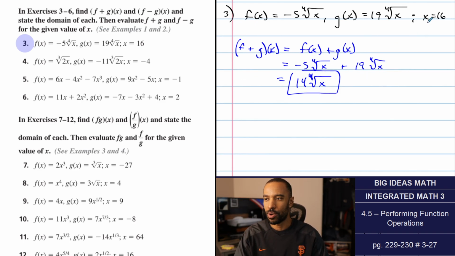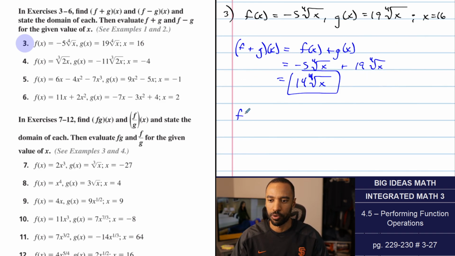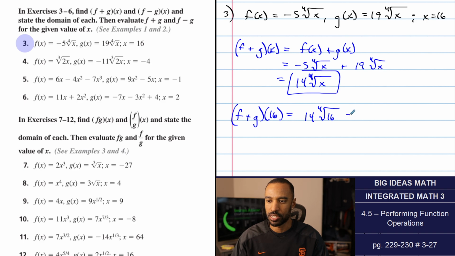Now they're going to ask you to do f plus g of 16. So I'm going to do that before the subtraction. F plus g of 16 equals, and I know I have to do domain still. I will try to remember to do it beforehand next time. 14 times the fourth root of 16, that's 14 times 2, which is 28.